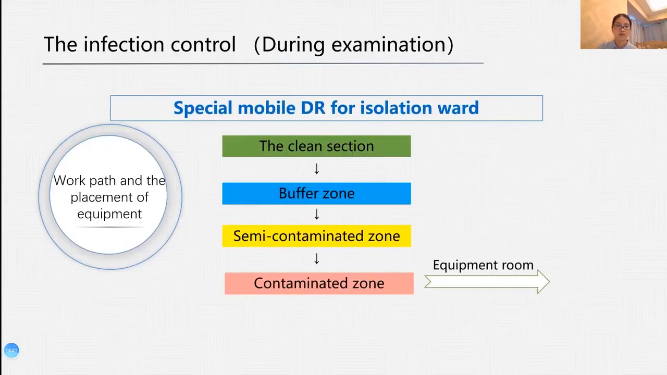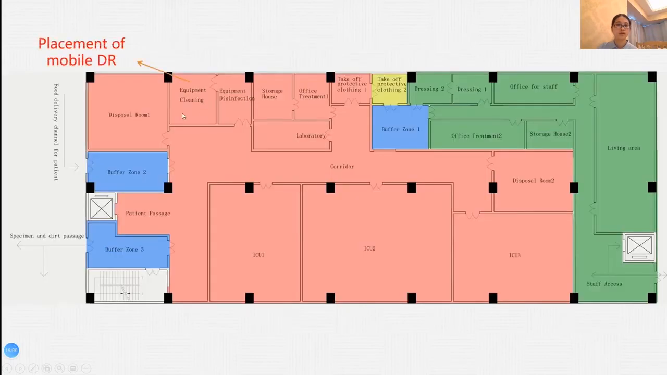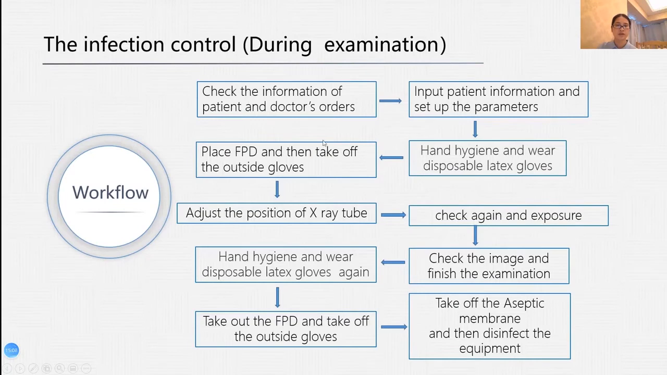In our hospital, there is a room for the mobile DR placed in the contaminated zone, and it is for special use. Here, we place the mobile DR in the contaminated zone. It's in this room we place the mobile DR. And the following is our operation flow for mobile DR radiography. You can refine or change it according to your actual situation.